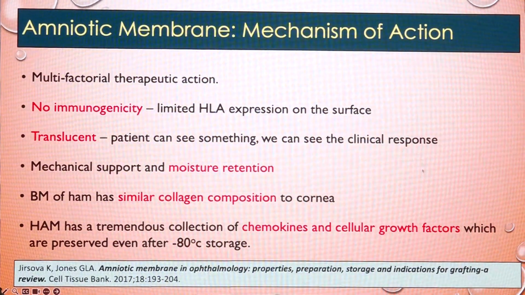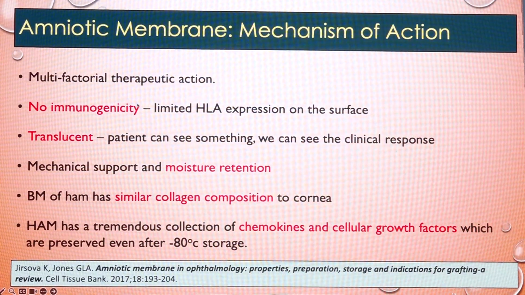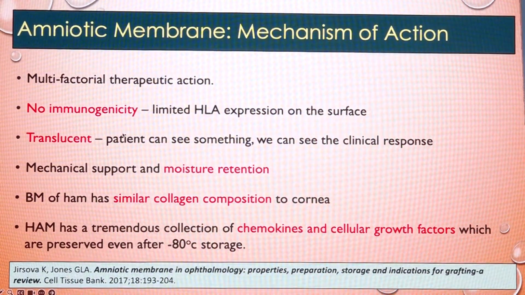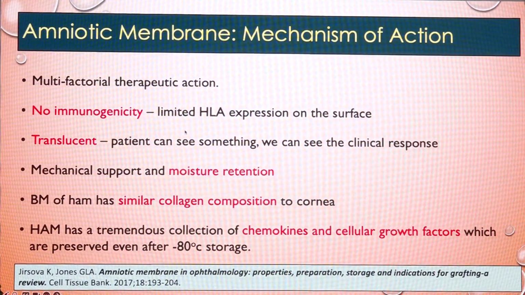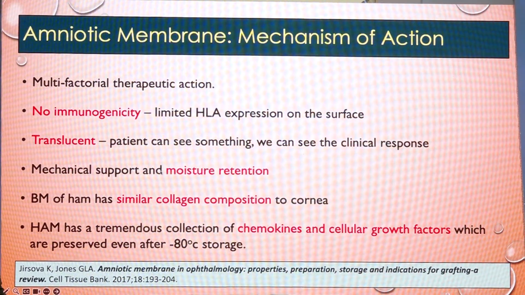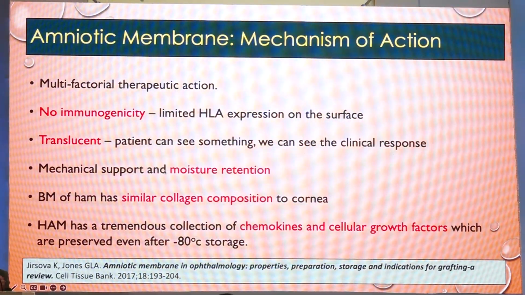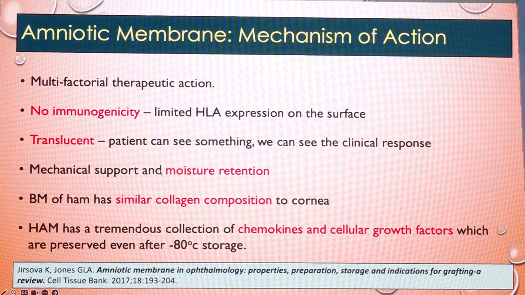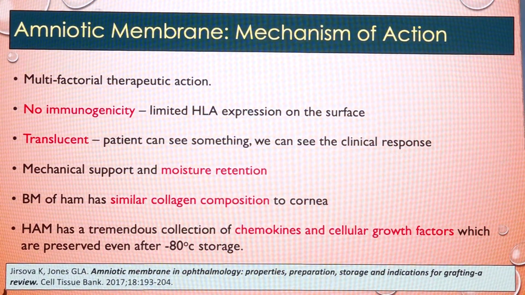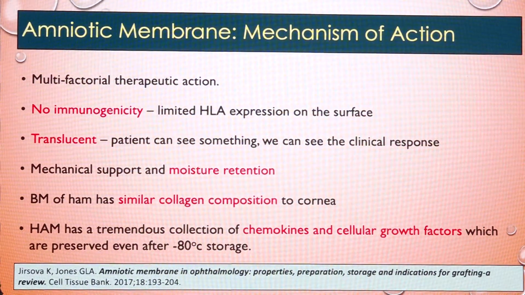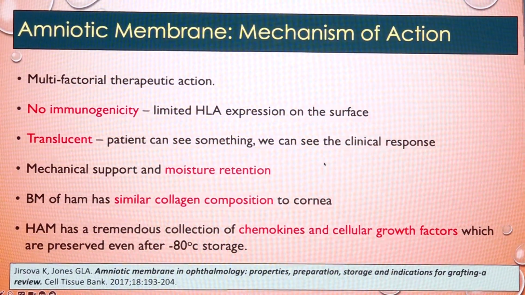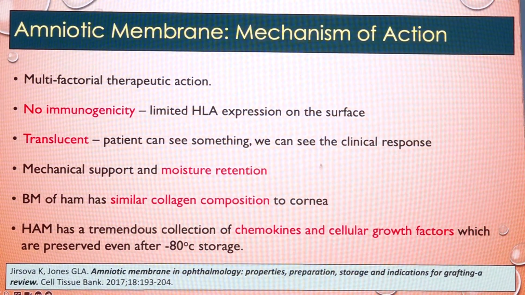Now the other advantage is there is no immunogenicity. This is something which is connecting the mother and the child, so definitely it has got no immunogenicity. And it is an extremely tough tissue. Although it is so thin, it's very difficult if you try to stretch and tear an amniotic membrane, because this is something which is bearing the weight of the fetus plus the fluid. And it has got good moisture retention capacity, also due to the presence of hyaluronate.